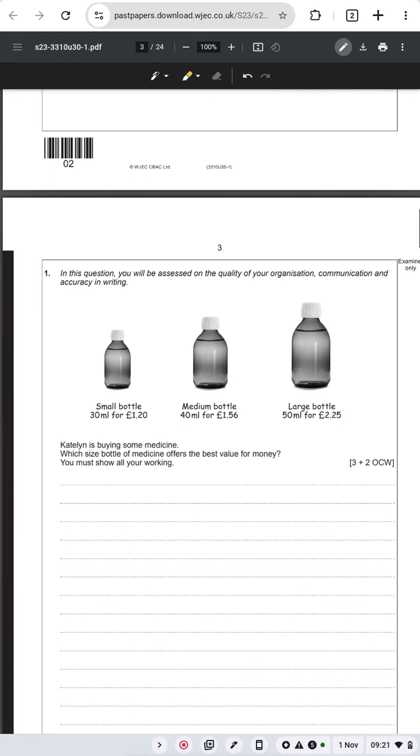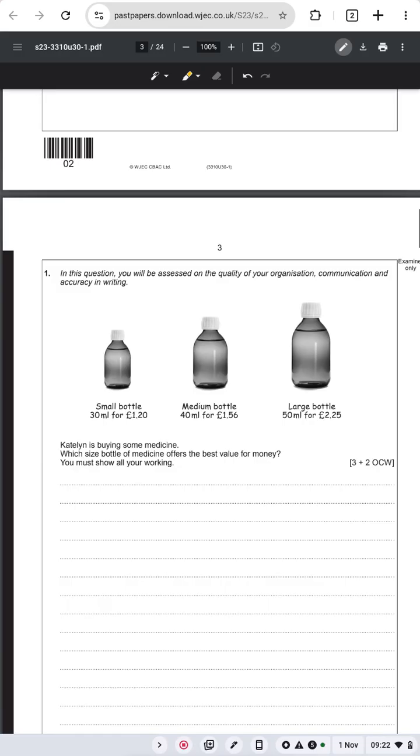And the first question is, in this question you will be assessed on the quality of your organisation, communication and accuracy of writing. And then they've shown us 3 different bottles of different sizes at different prices. Caitlin is buying some medicine. Which size bottle of medicine offers the best value for money? You must show all your workings. So we have to be able to do a comparison. So we need to know the price either per milliliter or price per 10 milliliters or price per litre or something like that. So the first thing I'm seeing here is that all of these are a multiple of 10.